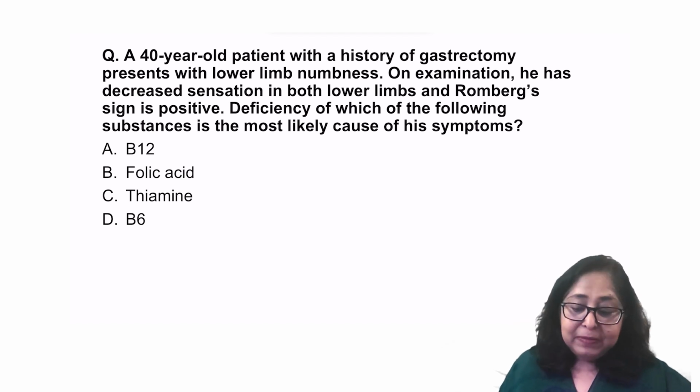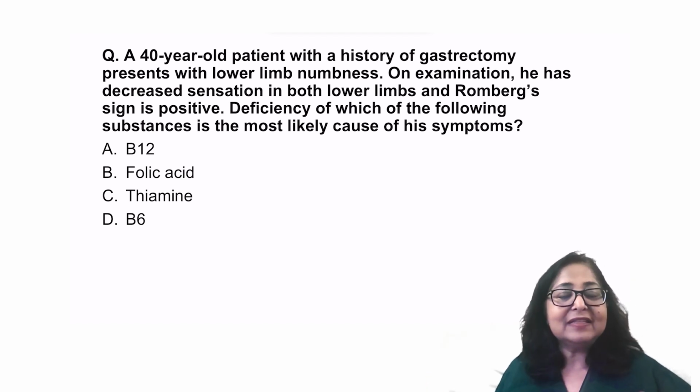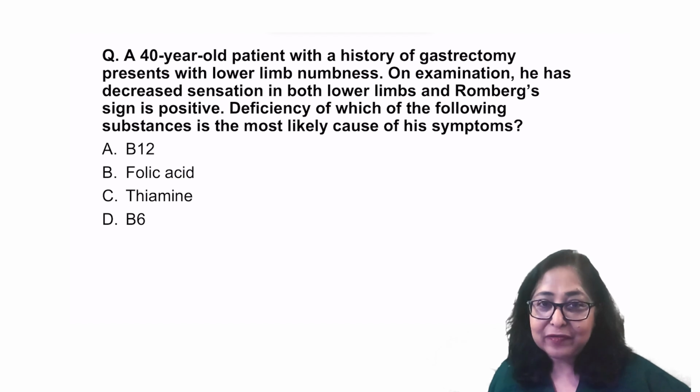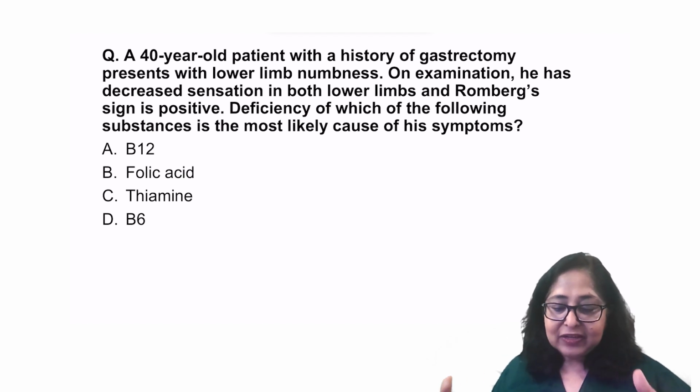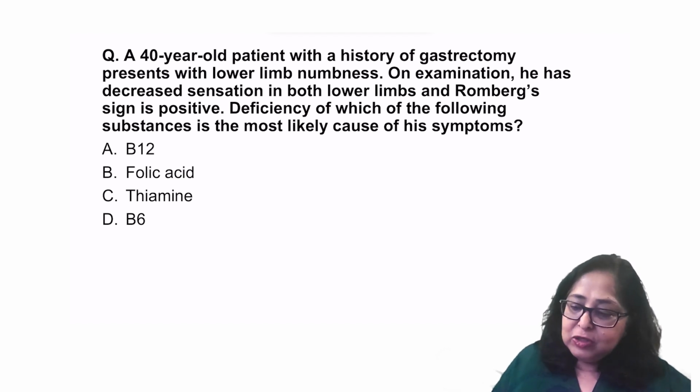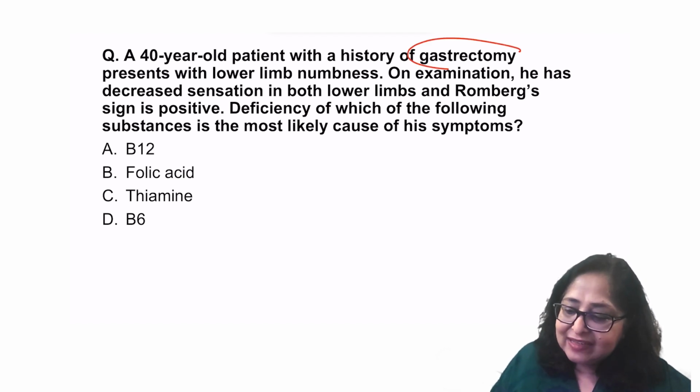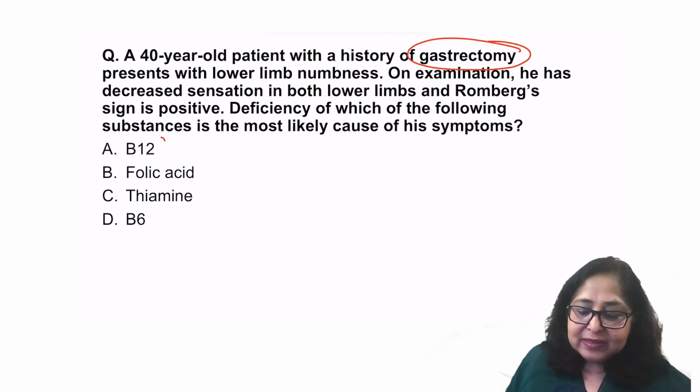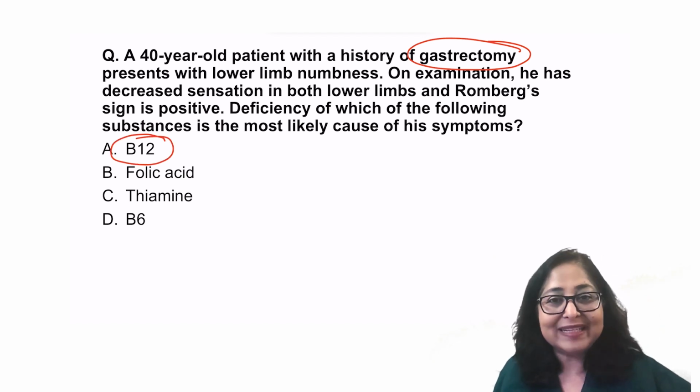Deficiency of which of the following substance is the most likely cause of his symptoms? Of course, we know that B12 deficiency, thiamine, B6 deficiency, all of these can present with peripheral neuropathy. There could be a lower limb numbness, decreased sensation. But the moment we read about a history of gastrectomy, that points towards a B12 deficiency.